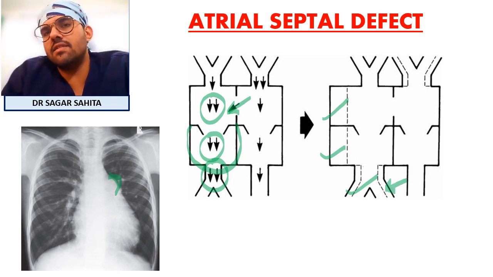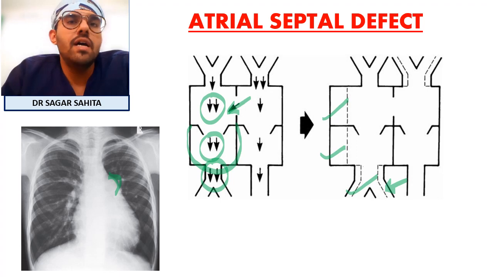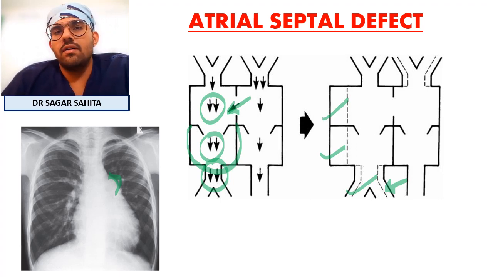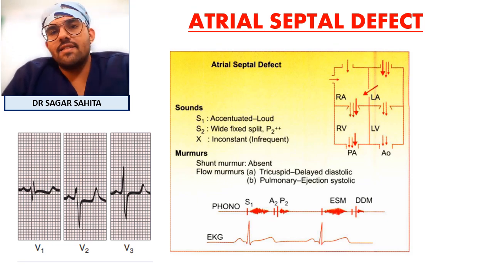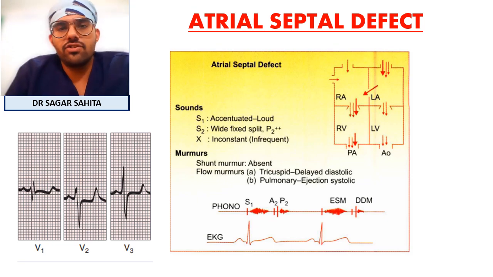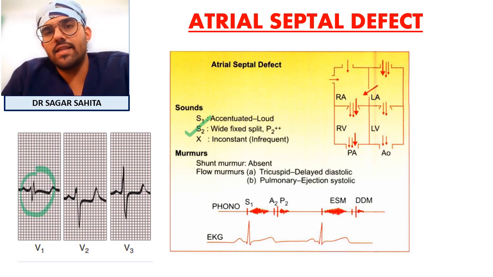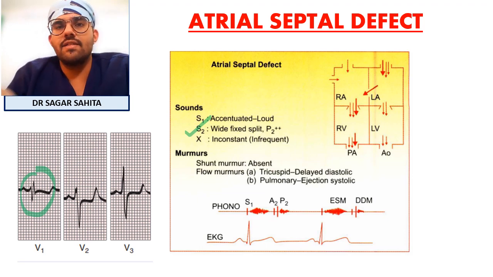So children with atrial septal defect rarely ever develop signs of congestive heart failure. Usually you will find them asymptomatic till 4 to 5 years of age. Children with atrial septal defect don't really have many signs or symptoms. We can hear a wide and fixed split S2, which is characteristic of an atrial septal defect. And also the crochetage sign or the rSR' pattern in the right precordial leads is also characteristic of an atrial septal defect.